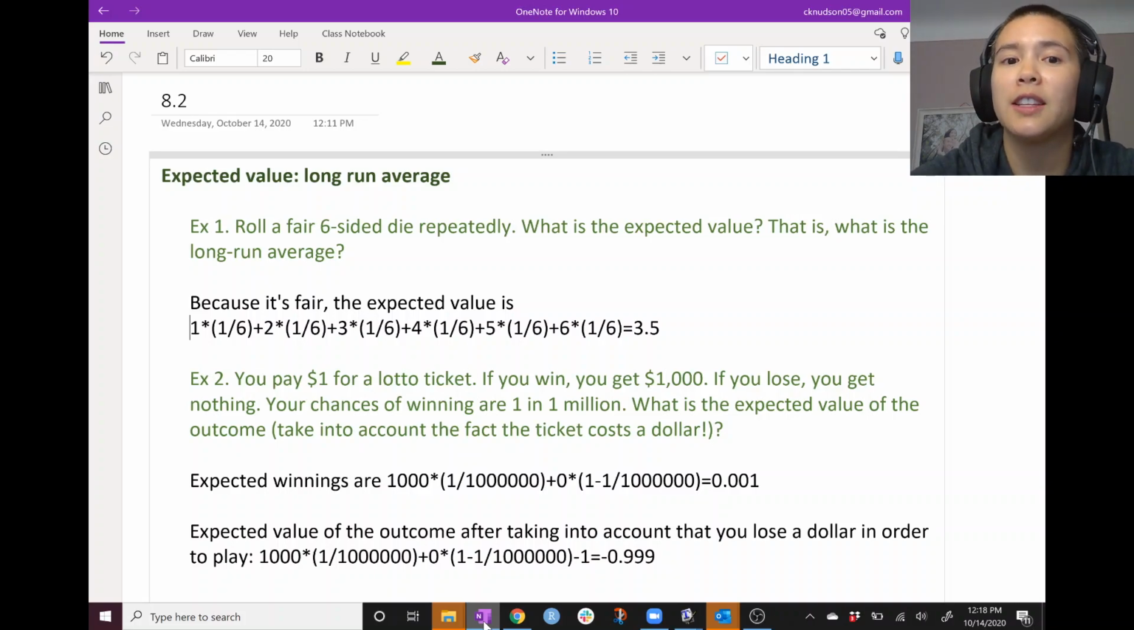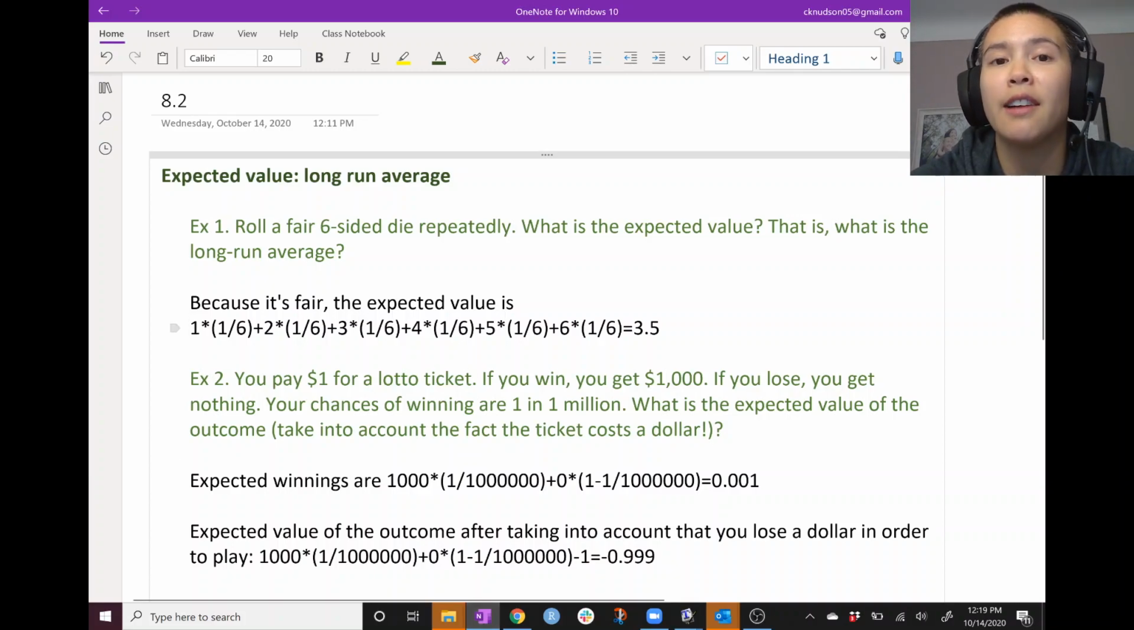So we can calculate its expected value as 1 times 1/6 plus 2 times 1/6 plus 3 times 1/6 plus 4 times 1/6 plus 5 times 1/6 plus 6 times 1/6. In other words, we take each one of these faces on the die and multiply it by its corresponding weight, and all of the sides have weight 1/6. When we crunch this out, we get 3.5, which makes sense because that is the average of the numbers 1, 2, 3, 4, 5, and 6.